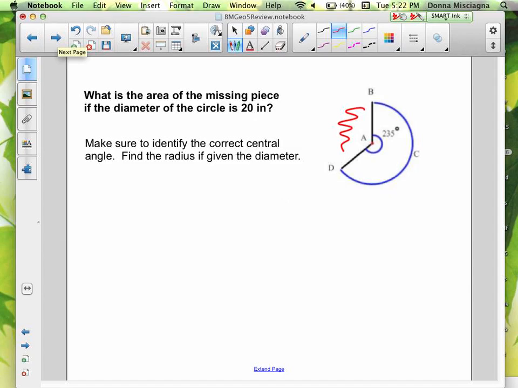All right, so first of all, we want to make sure we identify the correct central angle. Okay? So if you just look at the 235 and say, that's your central angle, you've made a mistake because that's the angle for the part that's left. For the missing part, okay, it's going to be 360 minus the part that remains, 235. So that means our central angle is 125 degrees. Right? 360 minus 235 will give us 125.